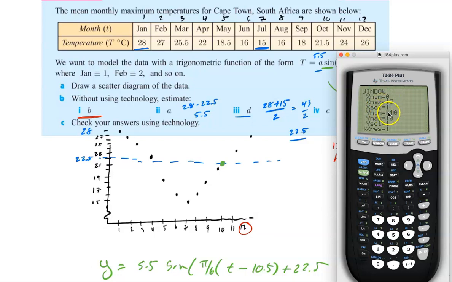The Y-min. Now, the lowest I see is 15. Again, I'll just probably go down to 12 just so I can see a little better. And the max I see is 28. I'll just go to 30, so I could have a nice little view. Then I'm going to hit graph. See, now you see your data. Right, so I did a pretty good job.